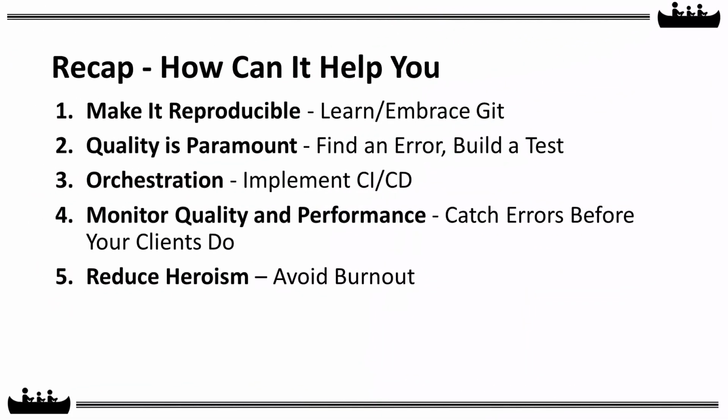All right, let's recap. By following these 5 principles, you can start building better solutions. When you apply the principle of make it reproducible, you learn to use version control with Git. By applying quality is paramount, you are building tests to avoid errors you've encountered. Using orchestration, you've implemented continuous integration and continuous deployment to reduce manual steps and reduce time to deliver solutions. With monitor quality and performance, you are proactively addressing issues and notifying clients so that you can build more trust.